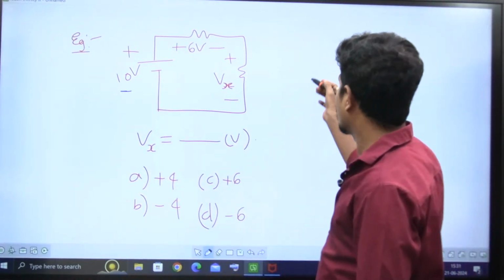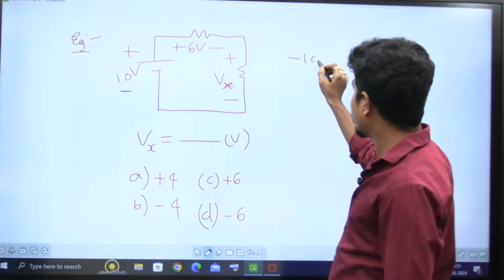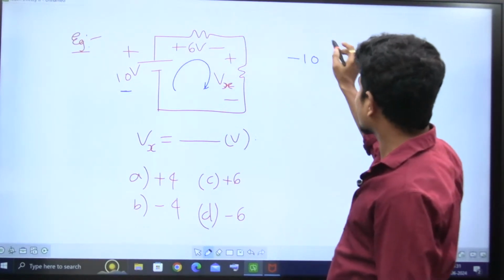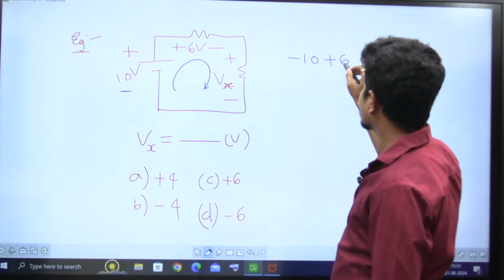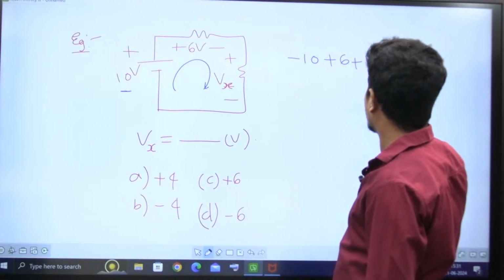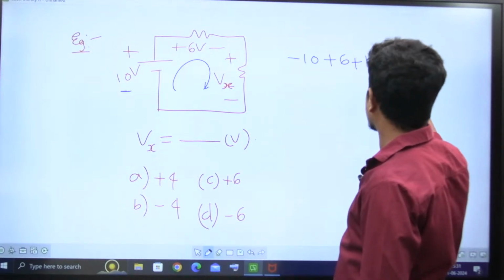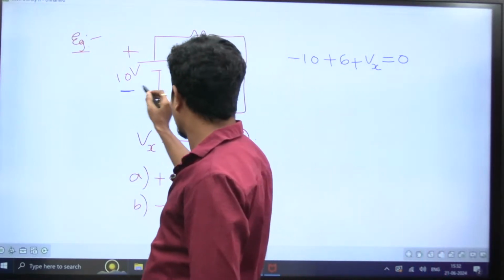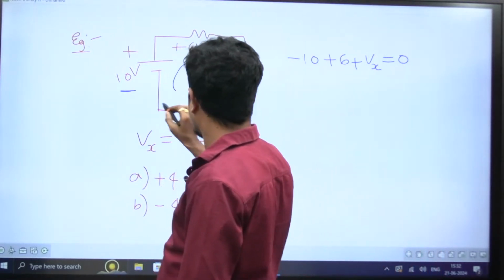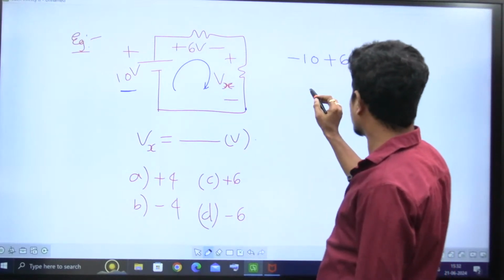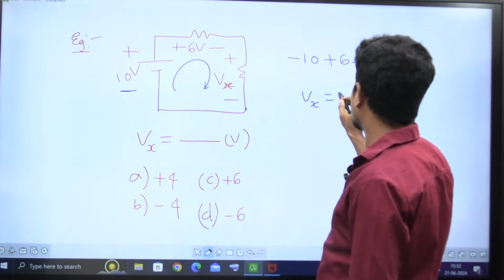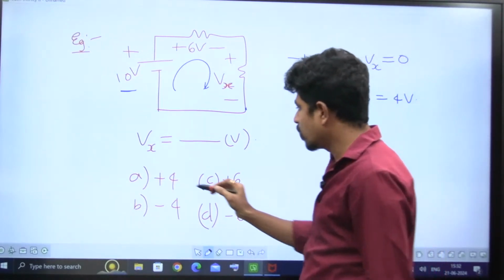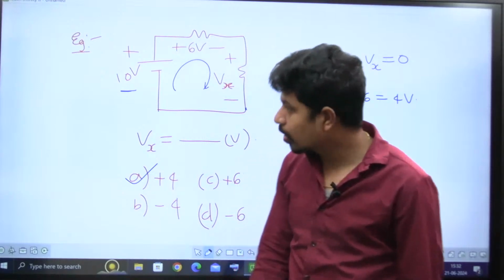I'm starting at the negative terminal of source, that is minus 10. And choose one direction. I'm going this way. As I'm going, I encounter plus 6. After that, I encounter plus Vx. All that must be equal to 0. What is KVL? Wherever you start, you have to end there. I started here, and I came to plus Vx, which means I came back to the same point. Therefore, Vx is equal to 10 minus 6, that is equal to 4 volts, plus 4 volts. Yes, that is about KVL.